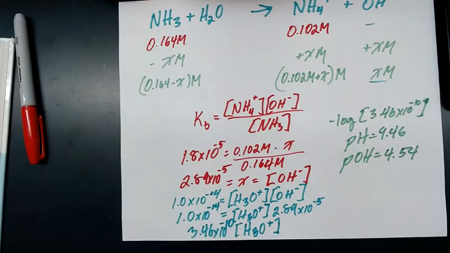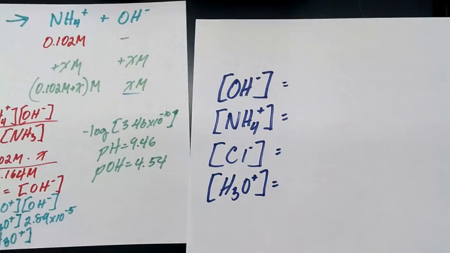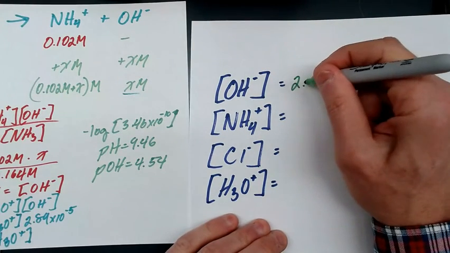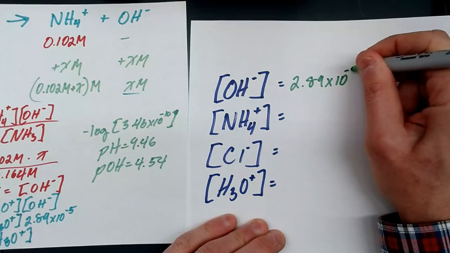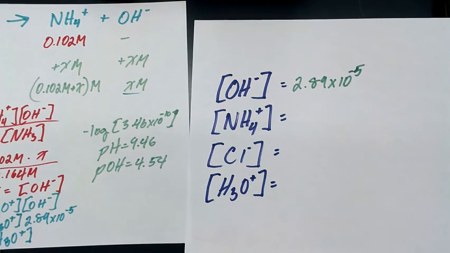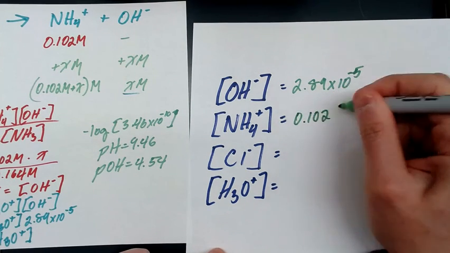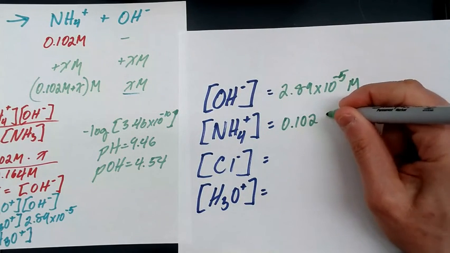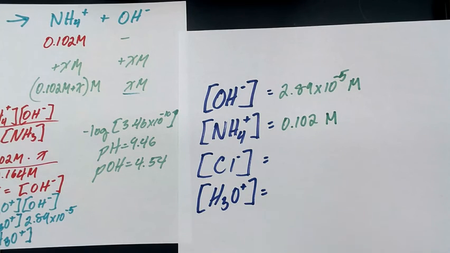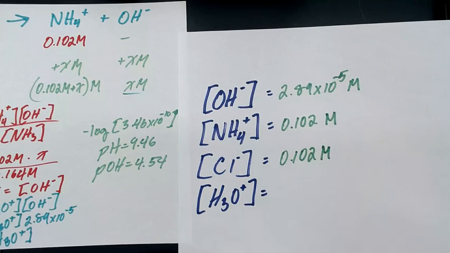All right, so what do we get? Well, our hydroxide concentration should be around 2.89, depending on rounding, times 10 to the negative 5th. That's the key right there, 10 to the negative 5th. My ammonium concentration is going to be exactly as was given, 0.102. Oh, by the way, this is concentration, molarity. 0.102 big M, which is going to be identical to my concentration of chloride, since it's a one-to-one relationship.